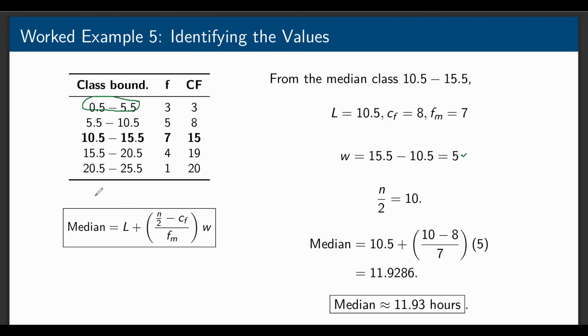And then we have N. N is giving us 20. So this portion of the formula, N over 2, we found here as 10. So when you have done all of this, you just fix in the realizations of each of the variables. The median is equal to 10.5 plus, whatever you see here, according to the formula, you fix everything in, you simplify to get 11.93. Therefore, the median is approximately 11.93 hours.